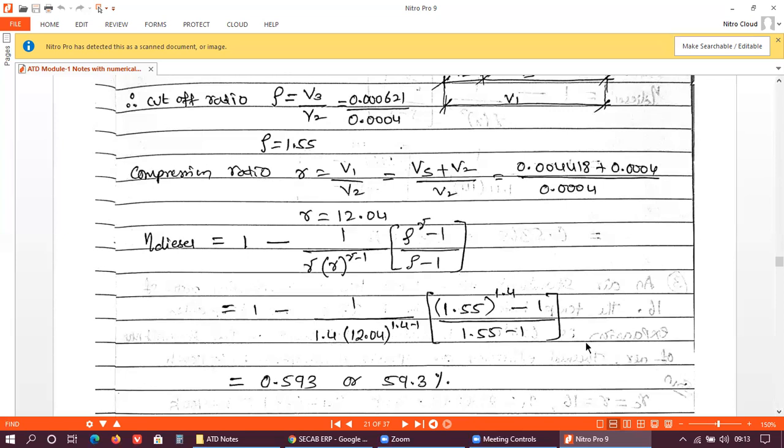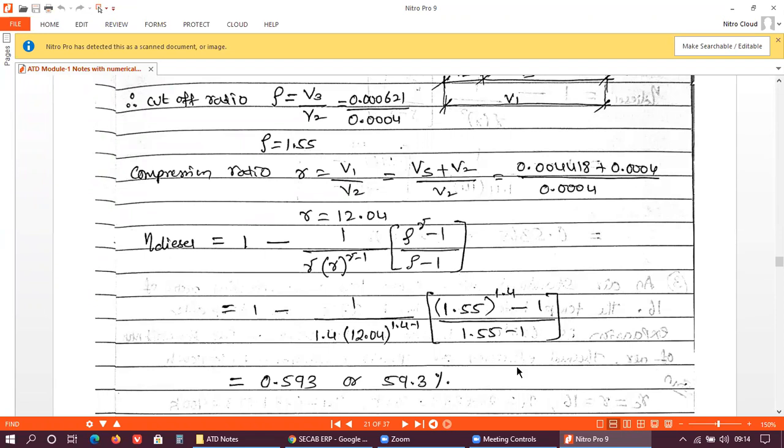Okay, so while doing the calculation, you have to make use of your calculator very carefully, right? The calculator is one of the strong tools in engineering. So we have to utilize it very optimally, without committing any mistake in the calculation part. Okay, so if you do the calculation for this diesel cycle efficiency, you will get 0.593, or 59.3%.